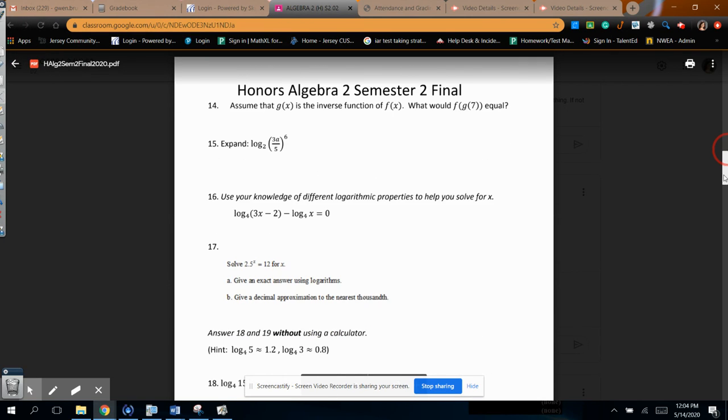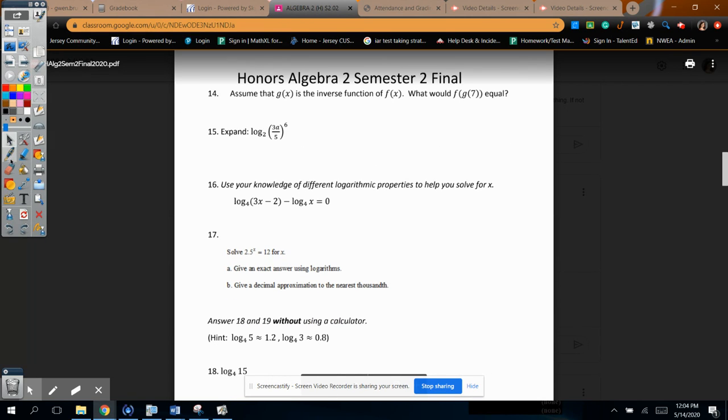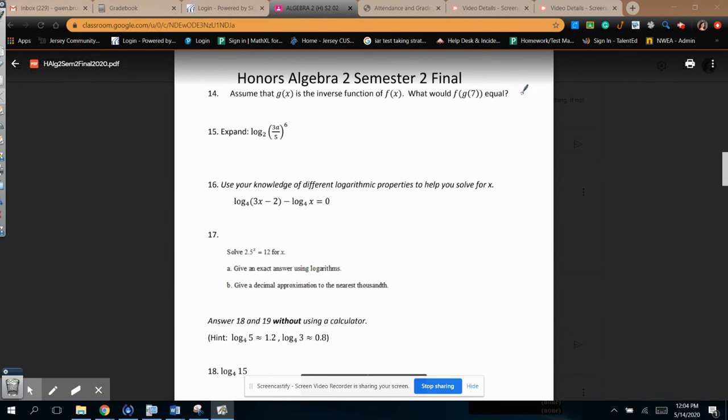If you know that functions are inverses of each other, they undo each other. So remember, it does something to the machine and undoes it, and it's just like a big tunnel, and you're just going to get 7 when it pops back out. This one to me is one of the hardest.